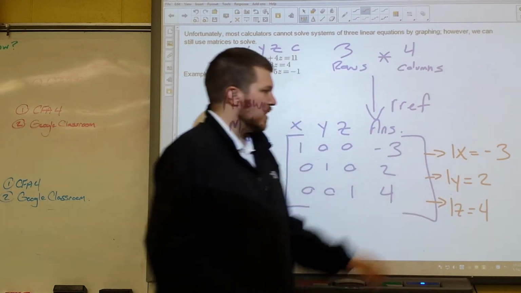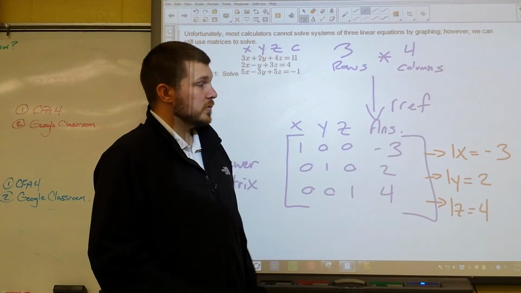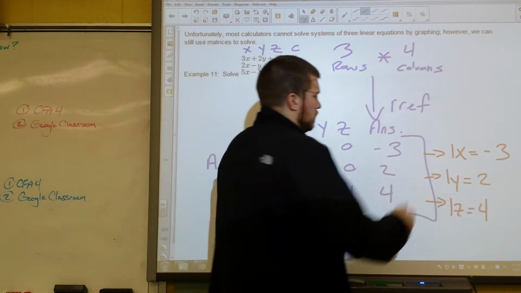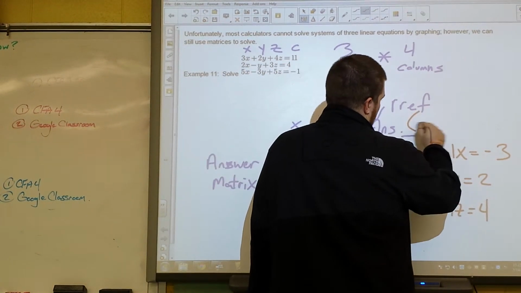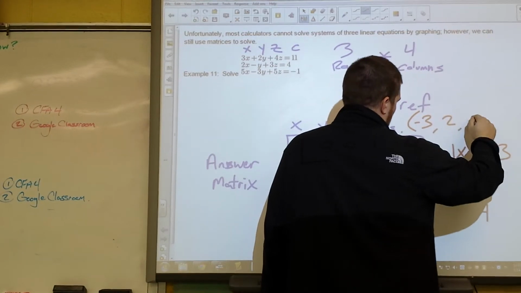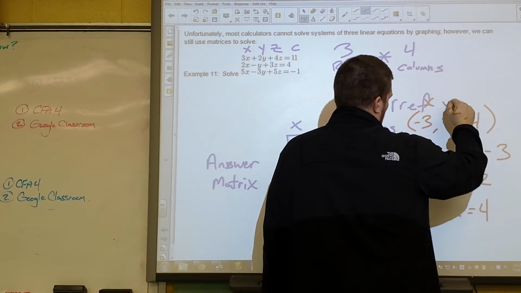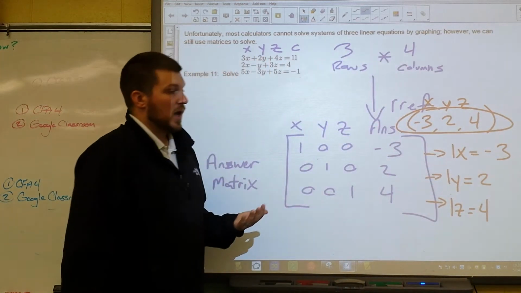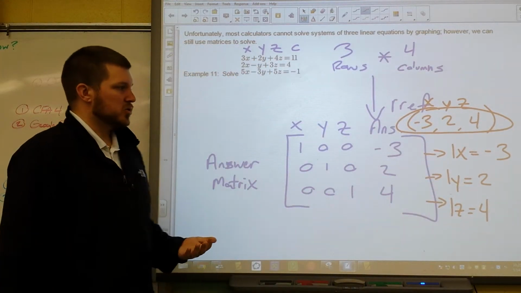So once I have that information, I'm ready to write my final answer. Remember, the solution to the system is always an ordered triple. So I'm going to write it as -3, 2, 4. It's always x, y, z. So this is my solution to the system. We have exactly one solution to this system.